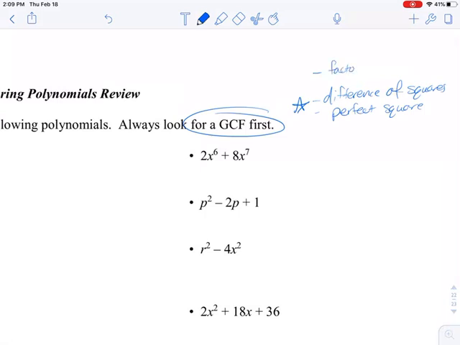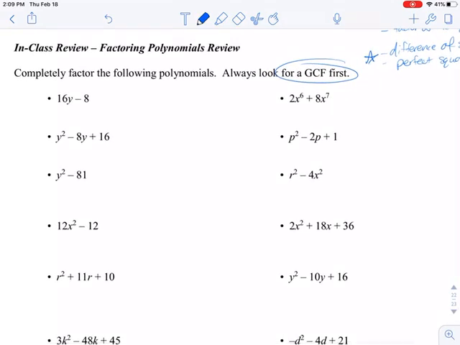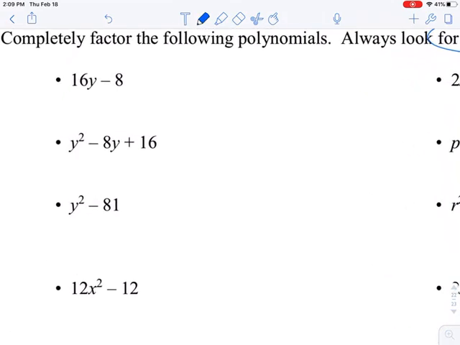Factor out leading negative. Okay, so if the first term is negative, you want to get rid of that negative term. Okay, so let's do these.